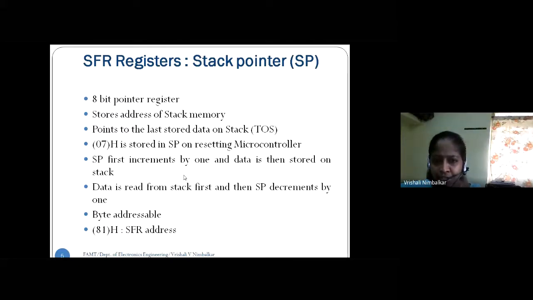Stack pointer first increments and then the data is stored. Stack pointer reads the data and then decrements the stack pointer by 1. So these are the read and write operations.